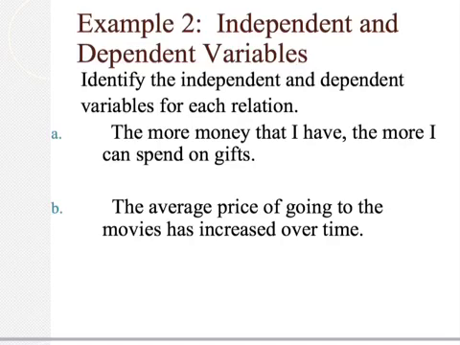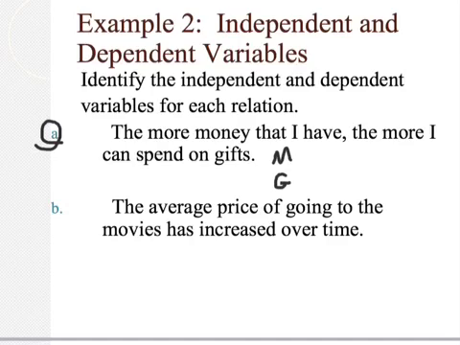This next example gives us practice on determining which one is the independent and which one is the dependent variable. So we get to identify those. Let's look at this first example, part A. The more money that I have, the more I can spend on gifts. So the two variables are the money that I have and the money that I spend on gifts. I'm going to use M for one and G for the other. M is the money that I have, G is the money that I spend on gifts.